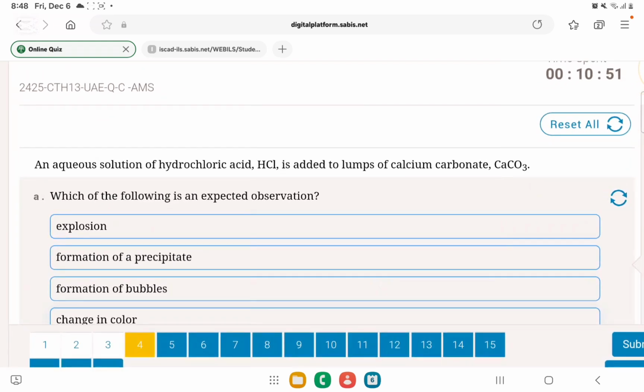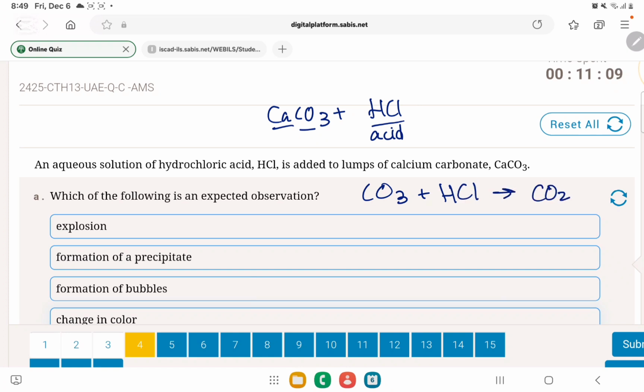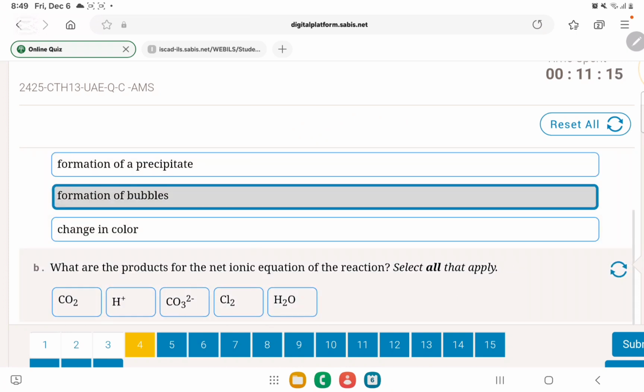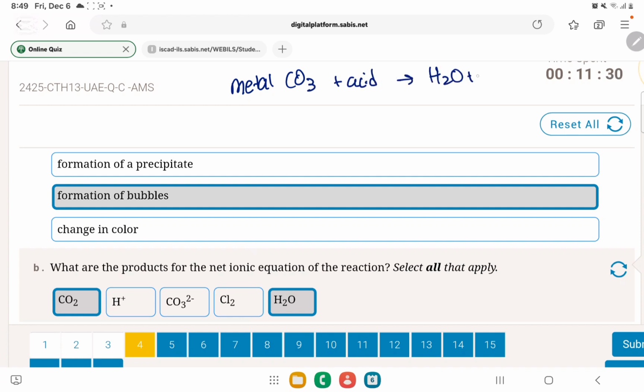An aqueous solution of HCl is added to lumps of CaCO3. So again, we have CaCO3 and HCl, which is an acid. Which one of these reacts with an acid? CO3. And we know CO3 plus HCl, acid, gives CO2, which is bubbles of gas, so formation of bubbles. That would be the observation, and the net ionic equation would be H2O and CO2. Because remember, metal carbonate plus acid gives H2O and salt and CO2.